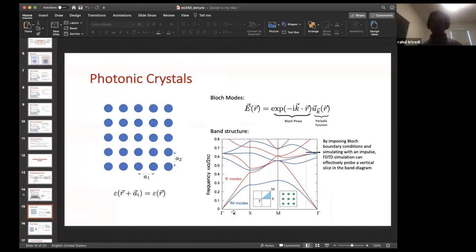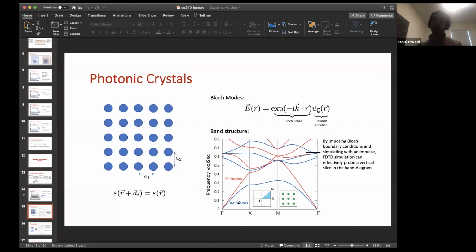So in order to calculate the band structure at a particular k, what I really want to do is take a particular k and calculate the frequencies that can exist inside the photonic crystal at that particular k value, right? What does a given k tell me? It tells me what the boundary conditions are that my Bloch mode needs to satisfy, right?